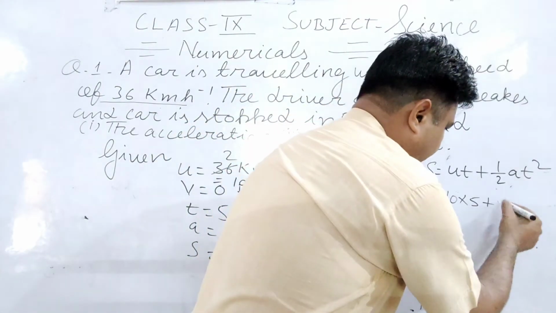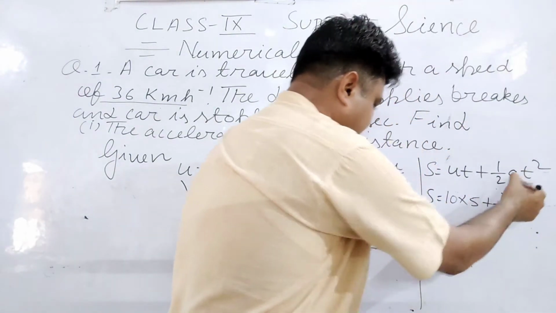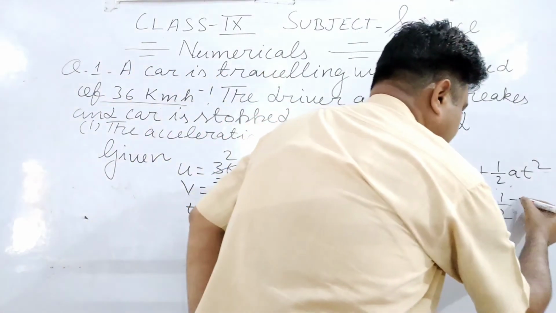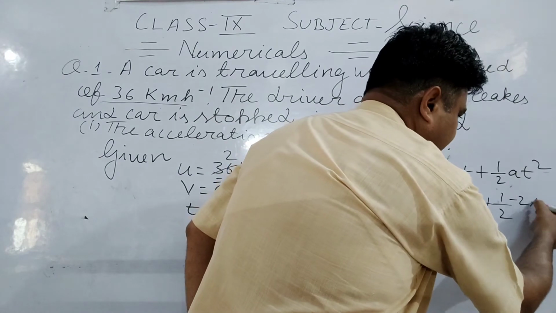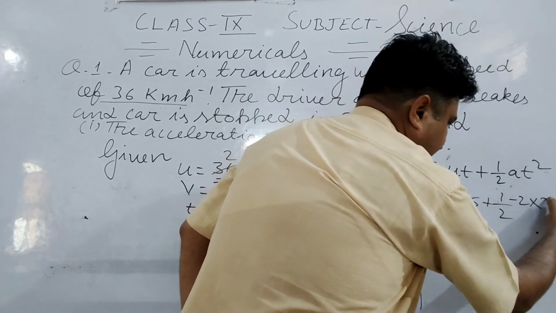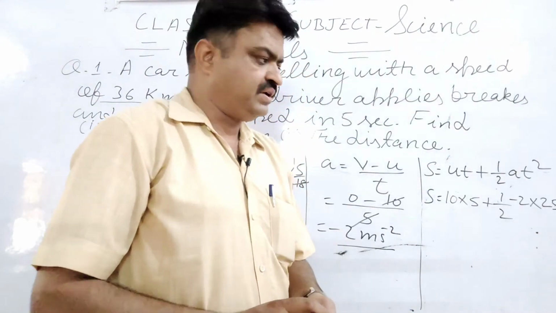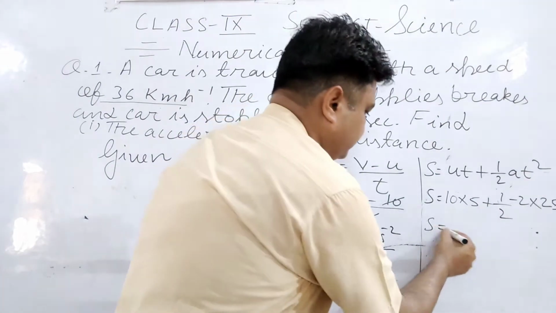Now we write the plus and half. What is the acceleration that we have found in the form of retardation? It is -2. So we will write here -2. And what is the time here? It is 5. So 5 5s are 25. So I directly write here 25. Now we will solve it.